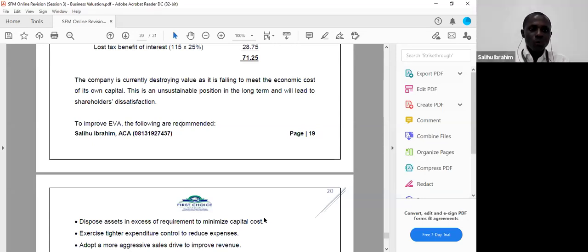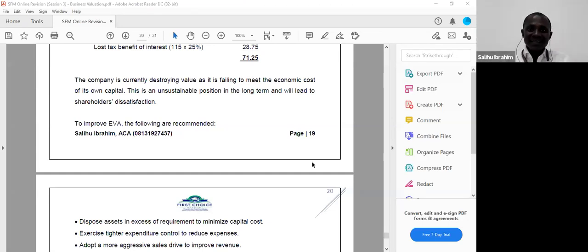Number two, exercise tighter expenditure control to reduce expenses. Tighten up your expenditure control procedure. Yes, an idle asset. You have an idle asset that you don't need, so it's better you sell it off so that your cash flow position can improve. Did you understand?